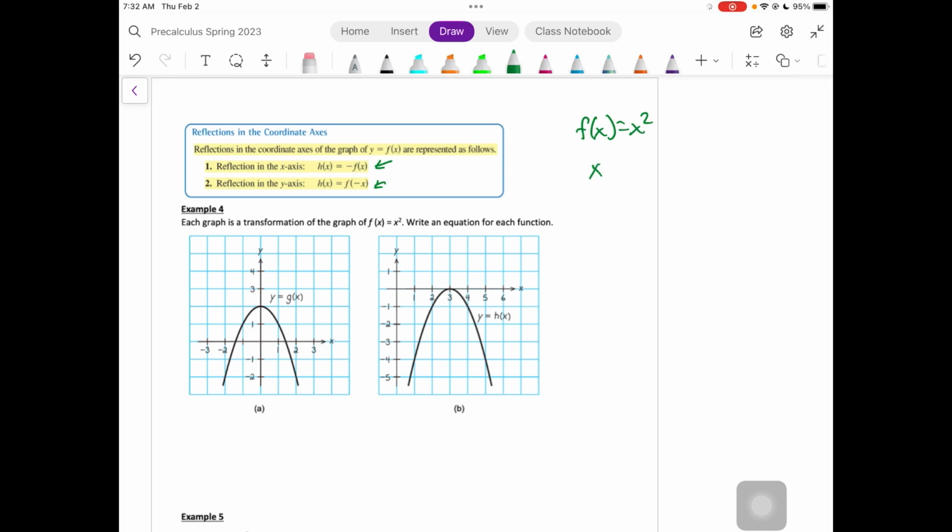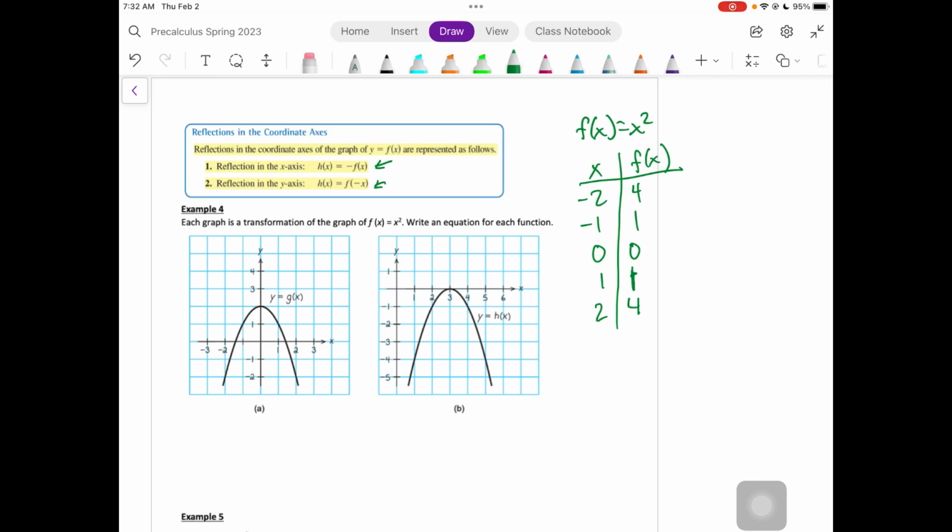All right. So if our parent function is f of x equals x squared, then we know, if we have x and x squared, which is really f of x, the same thing as y. If we plug in, let's say -2, we get 4. Plug in -1, we get 1. Plug in 0, we get 0. Plug in 1, we get 1. Plug in 2, we get 4.